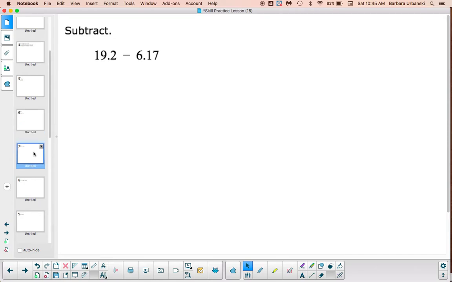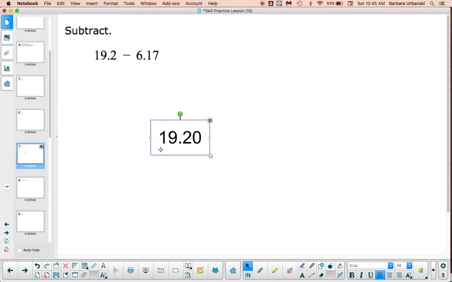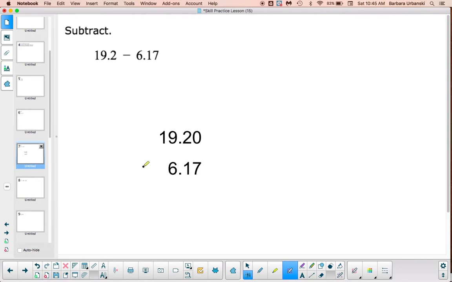Next, subtract. I know some students said that they were not familiar with subtracting with decimals. Think of decimals as money. You always have to line up the decimal points. And if you do that, like I'm going to try to do this here. We have 19.2. You should put a 0 because then on the next line when you subtract, you're going to be subtracting 6.17. And I will try to get a subtraction sign here for you.